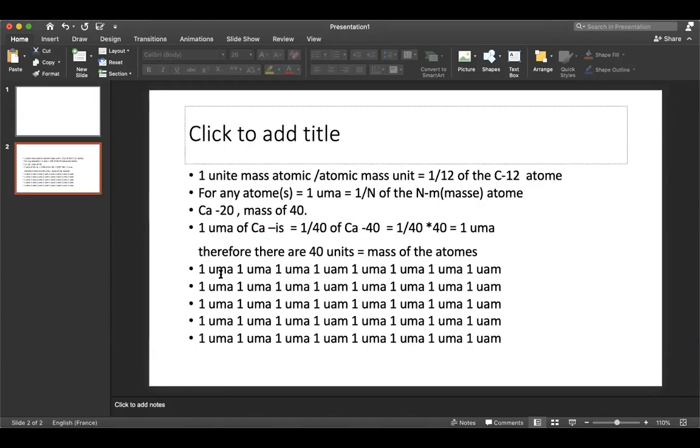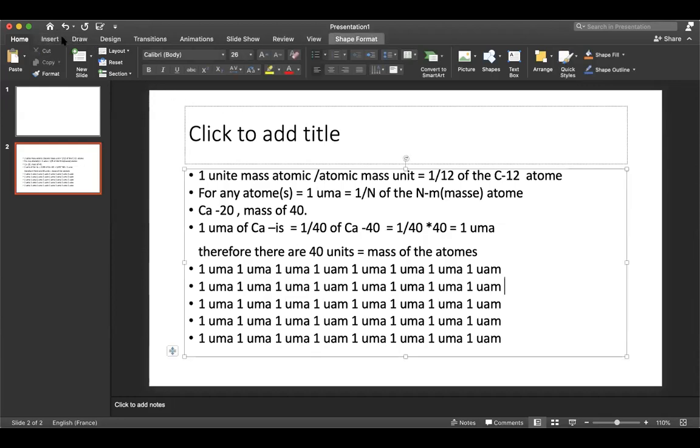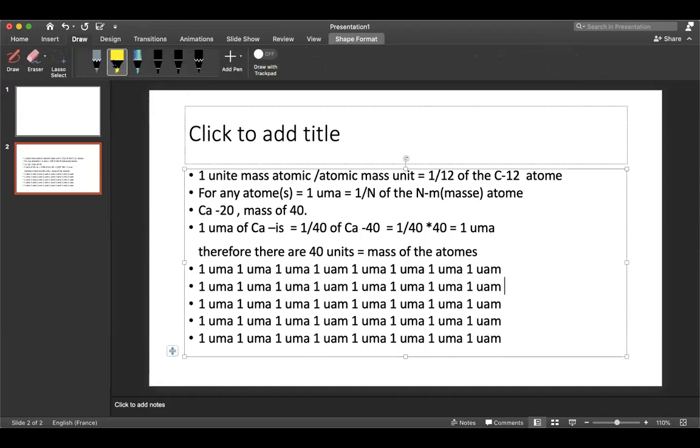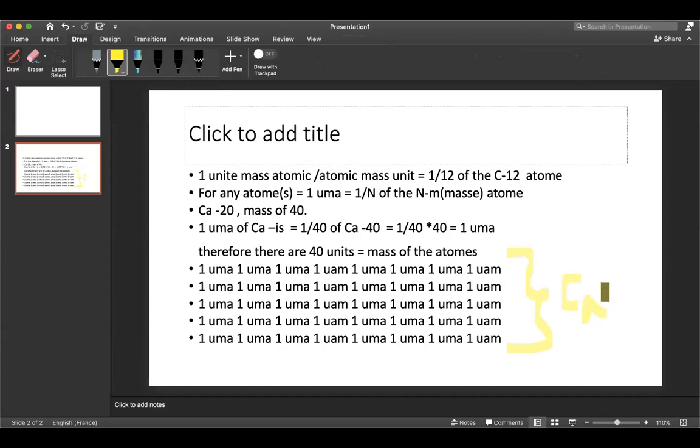Okay. So there are 40. 1, 2, 3, 4, 5. 1, 2, 3, 4, 5, 6, 7, 8. Yeah. So there are exactly 40 units, and these 40 units now make up the mass of the calcium-40 atom.